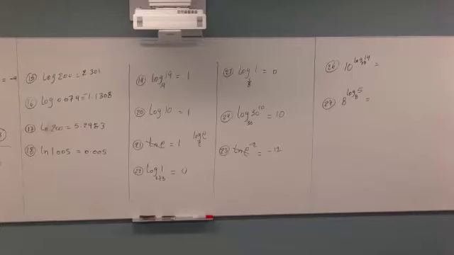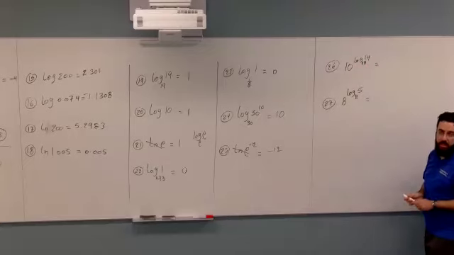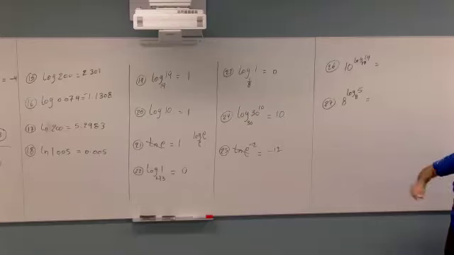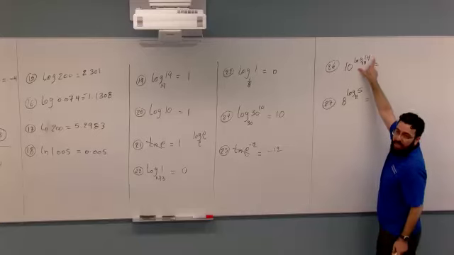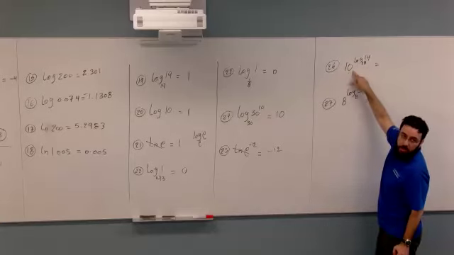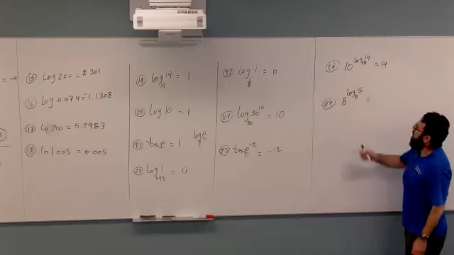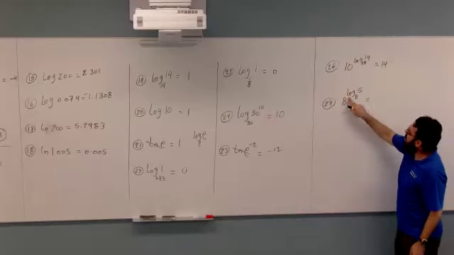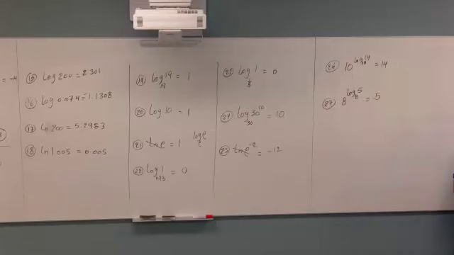What if we have 10 to the exponent log to the base 10 of 14? How much is the result? 14. This is the last new property I added. When you have a number and the whole thing is the exponent of a log, and the base of the log is the same as the number, the result is going to be 14. The same thing here: 8 to the log base 8 of 5. What's the result? 5. That's it.